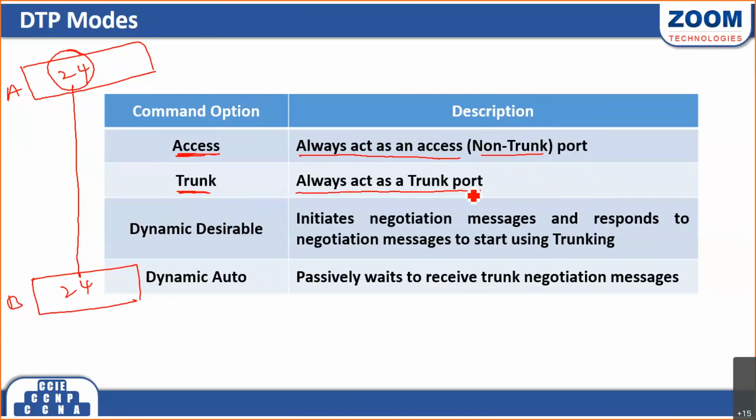The next point is, if we configure port 24 in dynamic desirable mode, which is DTP dynamic desirable, you know what dynamic desirable will do? It actively initiates the negotiation messages. So whenever we configure dynamic desirable, port 24 will actively send negotiation messages to the other port: you form a trunk, I'm desirable. Not only initiating, it can also respond to negotiation messages to start using a trunk. It can initiate, and it can respond also.